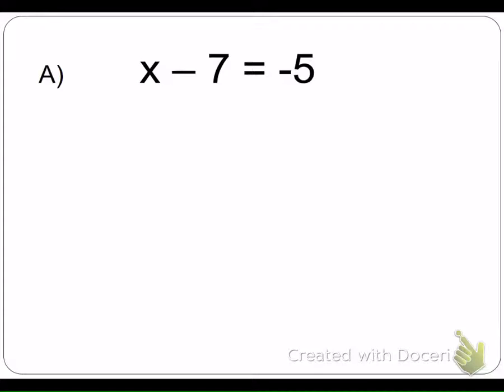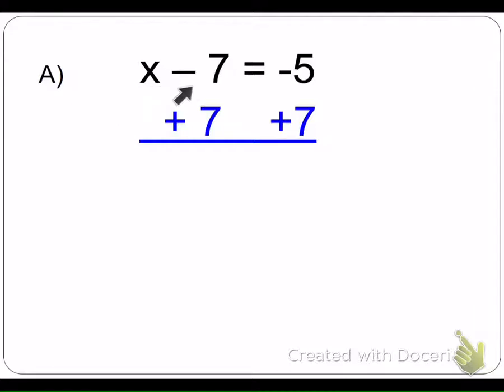Here is our first example, example A. So we have x minus 7 equals -5. So we solve equations using inverse operations. And the whole goal is to isolate the variable. So here's my variable, it's the x. I want to isolate the x, okay?